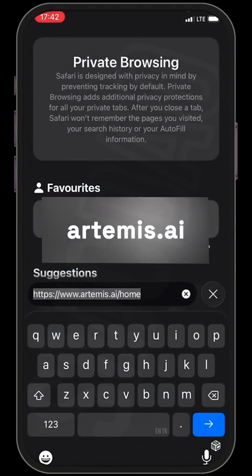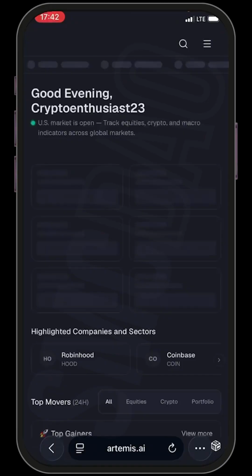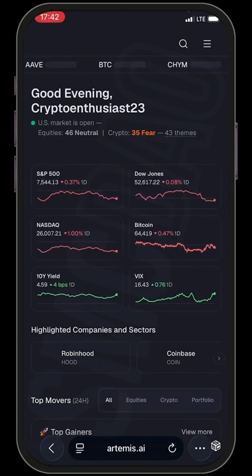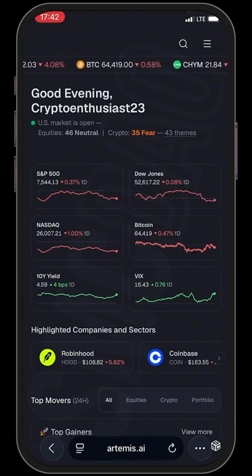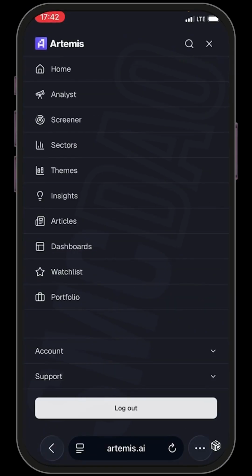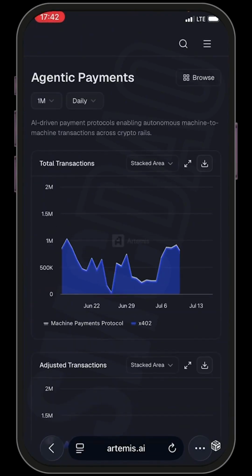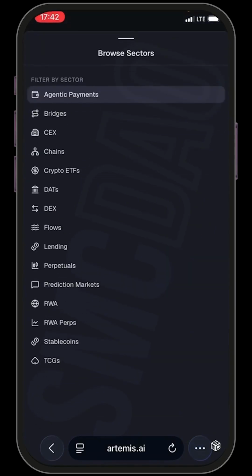So guys, once you're here, you set it up by inputting a valid email address. You then tap the icon at the top right of your screen. You then tap sectors. So once you're here, you then tap browse. And you could see different sectors on your screen.